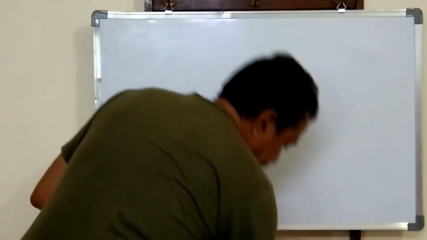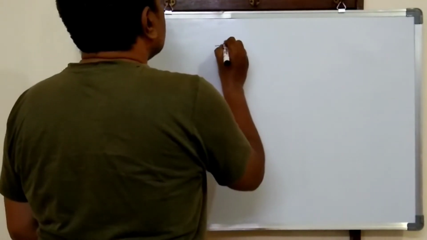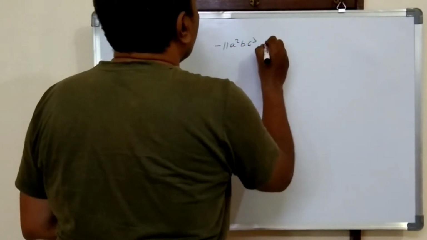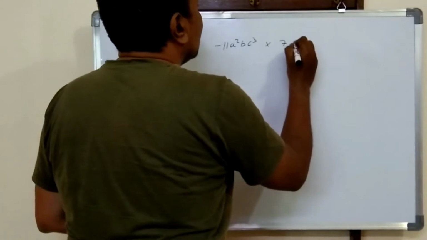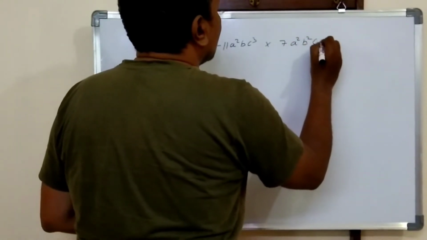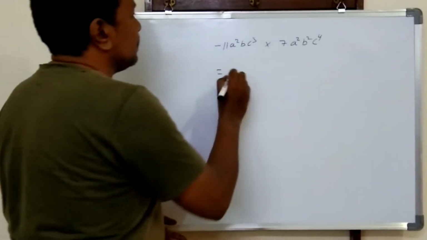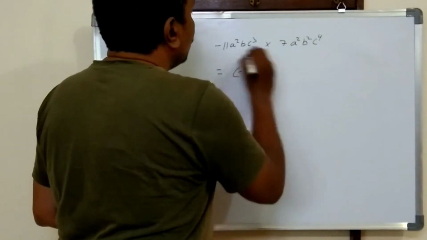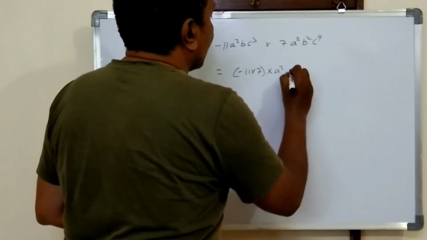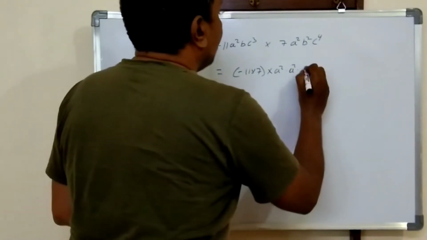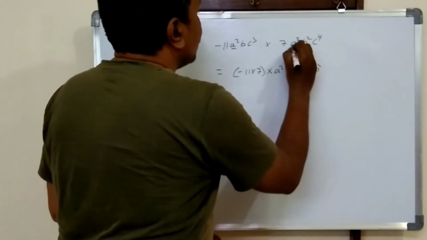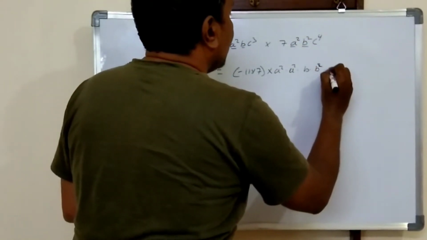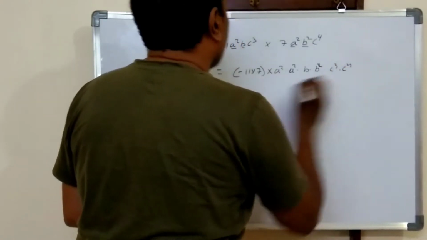We'll take one more example. Minus 11 a square b c cube into 7 a square b square c power 4. As usual, minus 11 into 7 into a square into a square, and at the same time b into b square. A square into a square, b into b square, into c cube into c power 4.